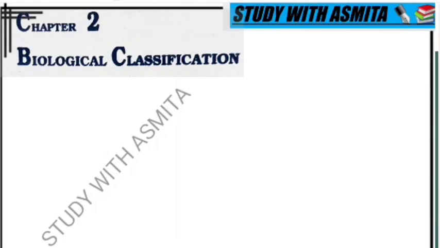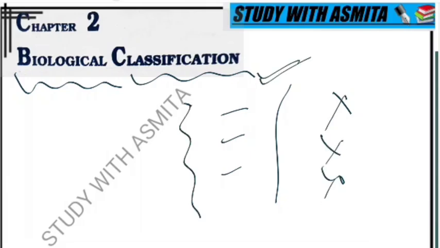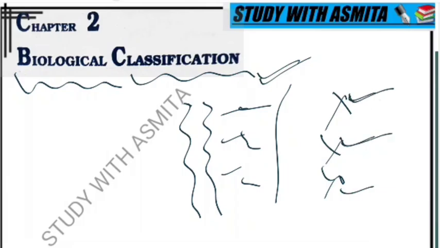Today we are going to start with our chapter number 2 of class 11, that is biological classification. In the previous chapter we studied the classification of all living organisms based on their similarities and dissimilarities, right? So in this chapter we are going to look at the features and characteristics of those organisms which we have already classified, and we will take a detailed look at it.